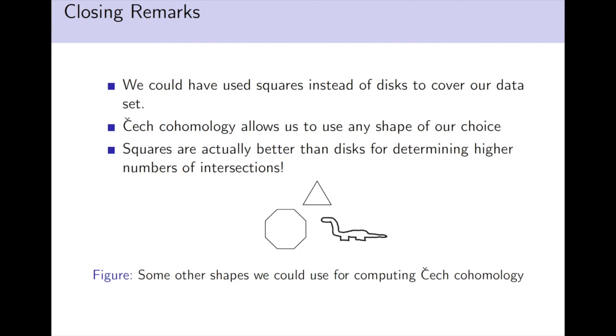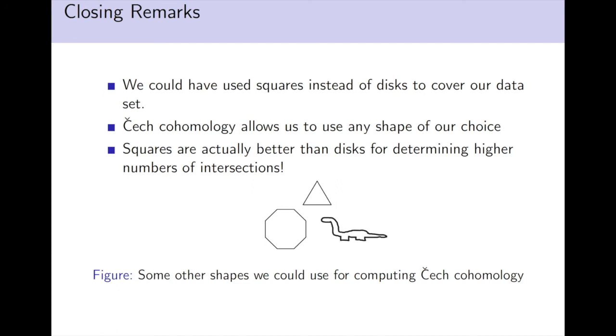Turns out we could have used squares instead of disks to cover our data set, and in fact, Čech cohomology would allow us to use any shape of our choice. It just has to satisfy certain conditions for contractibility. That's a topology thing. For 2 dimensions, you can pretty much say any polygon is safe to use, as long as you only consider the area of the polygon and not the perimeter of the polygon. You can see in this figure there are plenty of other shapes we could use. We could use the octagon, the triangle, or the dinosaur shape, and we would still get the same cohomology groups.